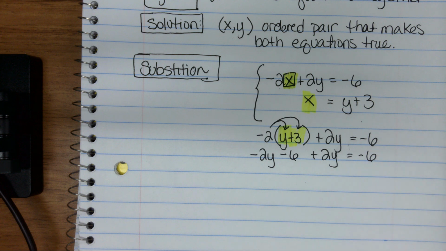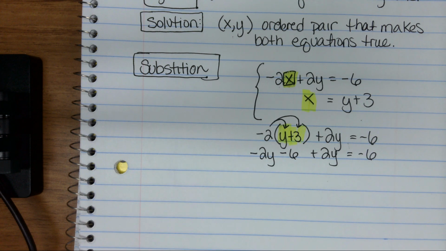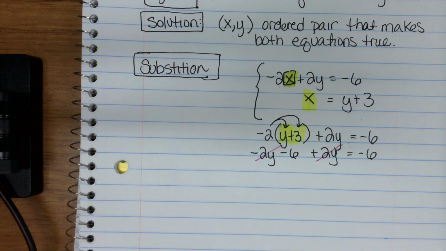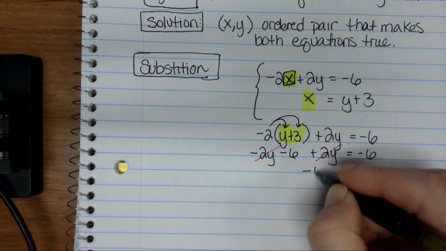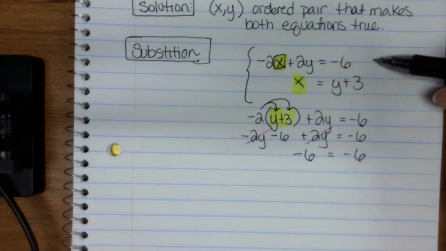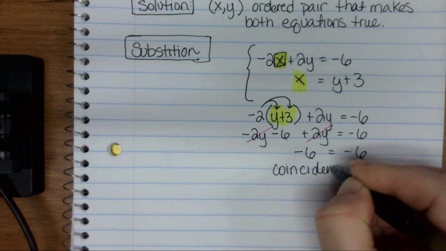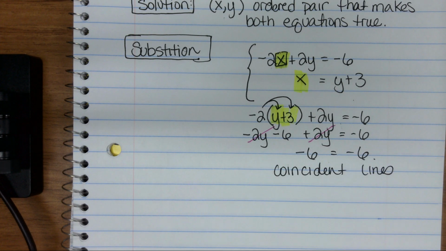Is this what you got? Now, in many of the cases that you see today, you're going to get y alone and you're going to get an answer. What happens here, though? These cancel, and we're left with negative 6 equals negative 6. Is that a true statement? Yep. What this means is this was the same line. We call these coinciding lines. On your worksheet, we'll do one that has an actual answer. Coincident lines, how many solutions do they have?